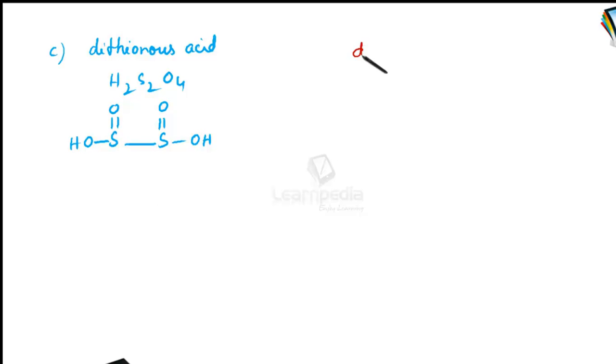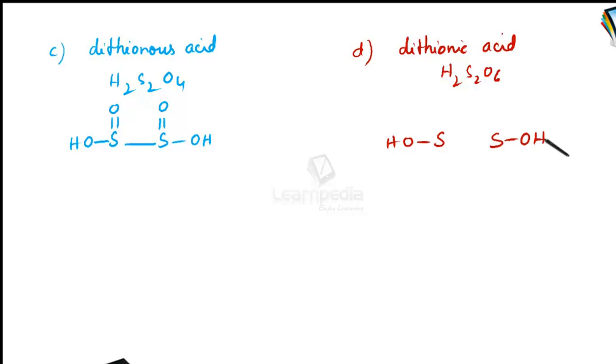Then our option D is H2S2O6, which is nothing but dithionic acid, and the basicity of this one is also equal to 2. Remember one thing, in the oxyacids of sulfur there is no exception at all. The number of hydrogens present in the molecule itself is the basicity. So 1 OH group on each sulfur and still 4 more oxygens are there. So we can write 2 on each sulfur like this.